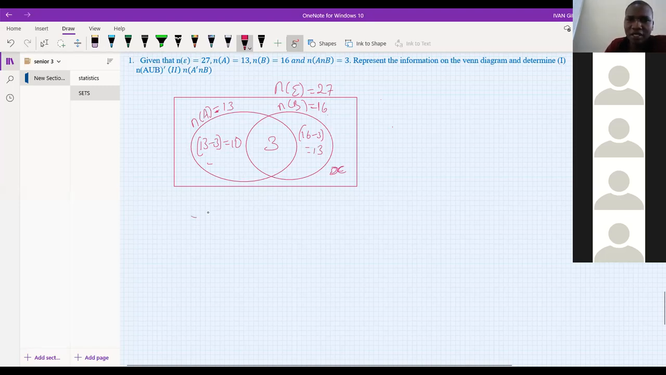So what we do here is we know that everything under the Venn diagram, when you add everything in the Venn diagram, it must give us the universal set. So 10 plus 3 plus 13 plus x must give us 27. So from here, 23, 26. 26 plus x equals 27. So from here, you can see that x equals 27 minus 26. So x becomes 1, like that. Is that clear?